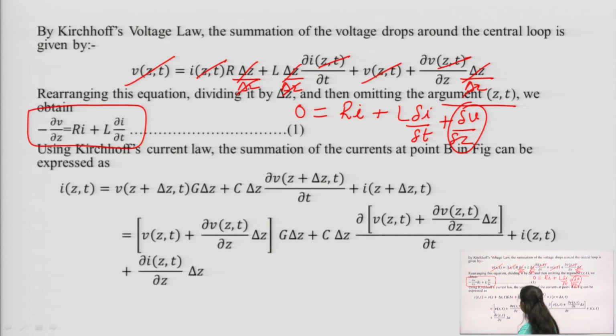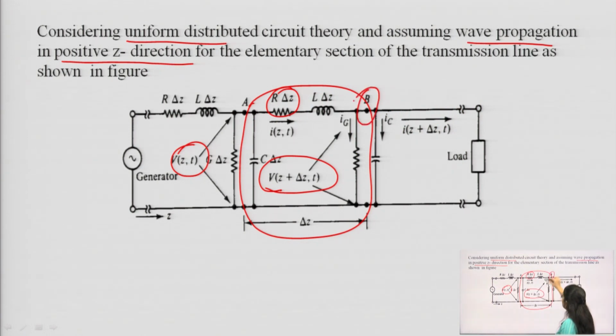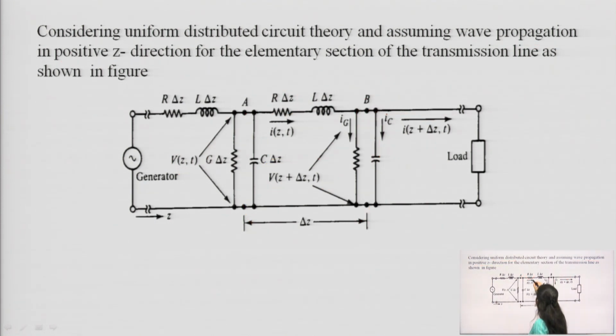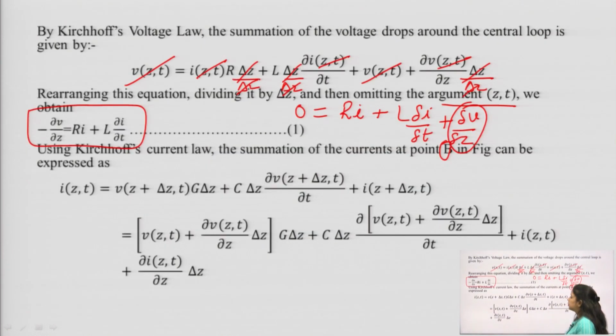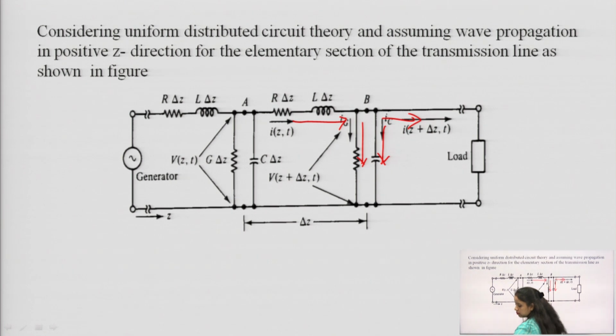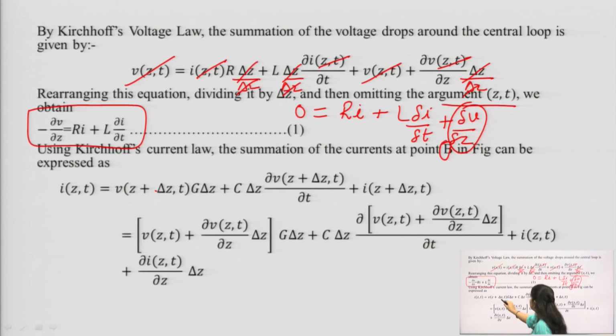When we apply Kirchhoff's current law at the point B, what type of currents are coming here? IZT, IG is emitting, IC and this. So, this current is coming and this current is going out. So, you are able to see on this basis, V Z plus del Z IZT, this one, now this one.